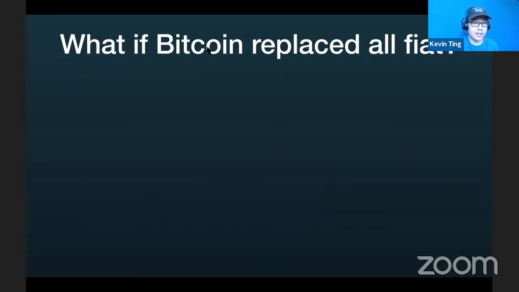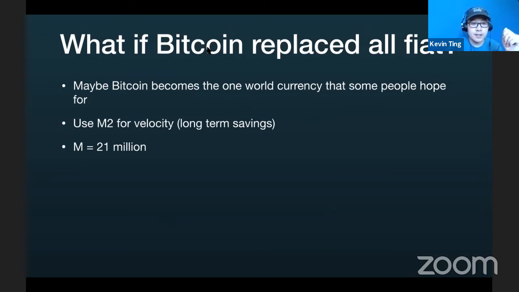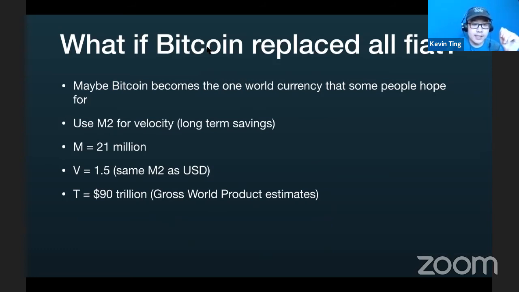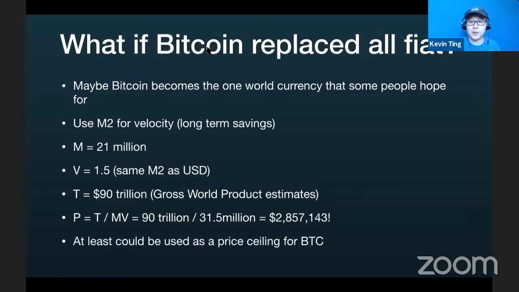But just for kicks and giggles, what if Bitcoin replaced all fiat currency? What would this formula get us for its price? Well, maybe Bitcoin becomes the one world currency that some people hope for. Then we would use M2 for velocity because M2 is long-term savings, and M is 21 million as before. V is 1.5, the same as the M2 velocity for USD for calculation purposes. T is $90 trillion, which is the gross world product estimate. Doing this calculation, we would get Bitcoin at a price of roughly $850,000 to $2 million, which is pretty high. That's what it would be, roughly speaking, as a price ceiling if Bitcoin were to replace all fiat, as some people want it to be.